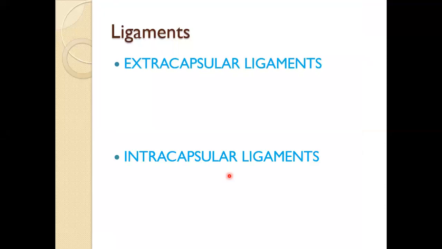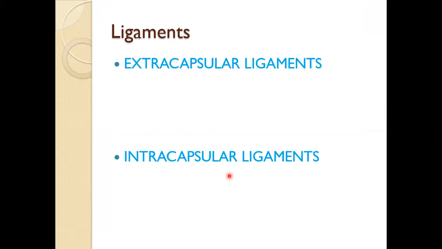Ligaments are those connective tissues which are meant to connect two bones with one another, right? And these are the structures which are responsible for the strength of a joint, right? Knee joint has got two different types of ligaments.